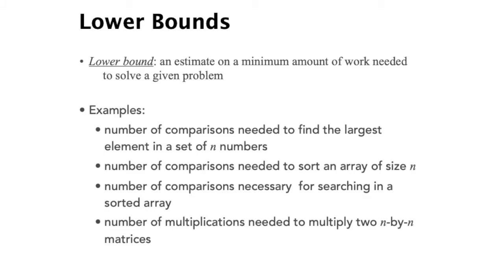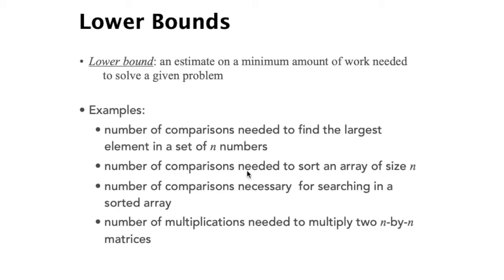We'll start with the definition of lower bounds. The lower bound is an estimate on the minimum amount of work needed to solve a given problem. For example, since we are dealing with time complexity, and time complexity is basically the total number of operations, we can think of a lower bound as the total number of comparisons needed to find the largest element in a set of n numbers.